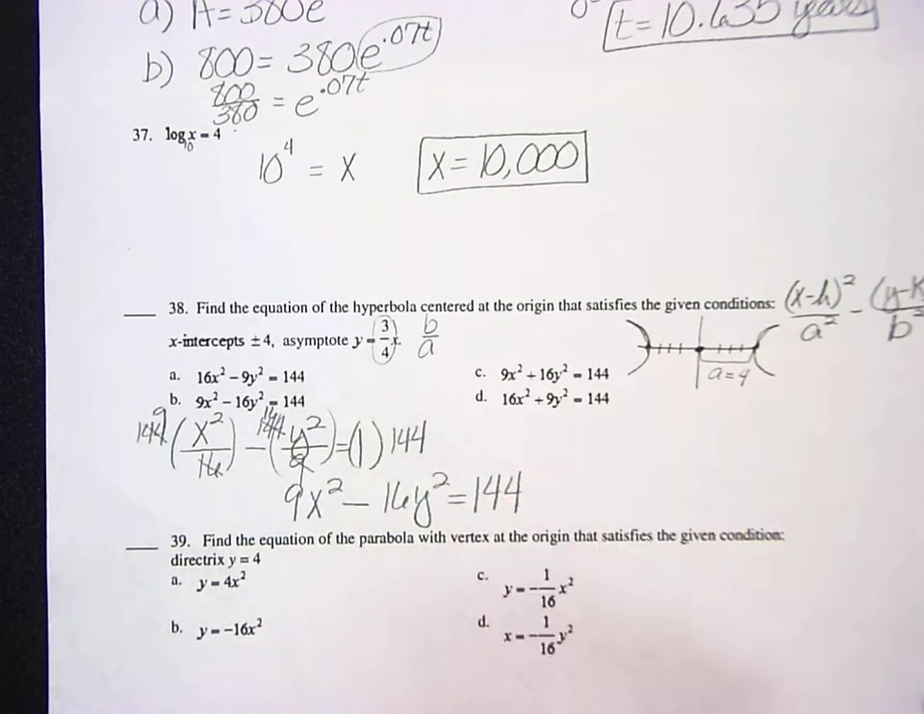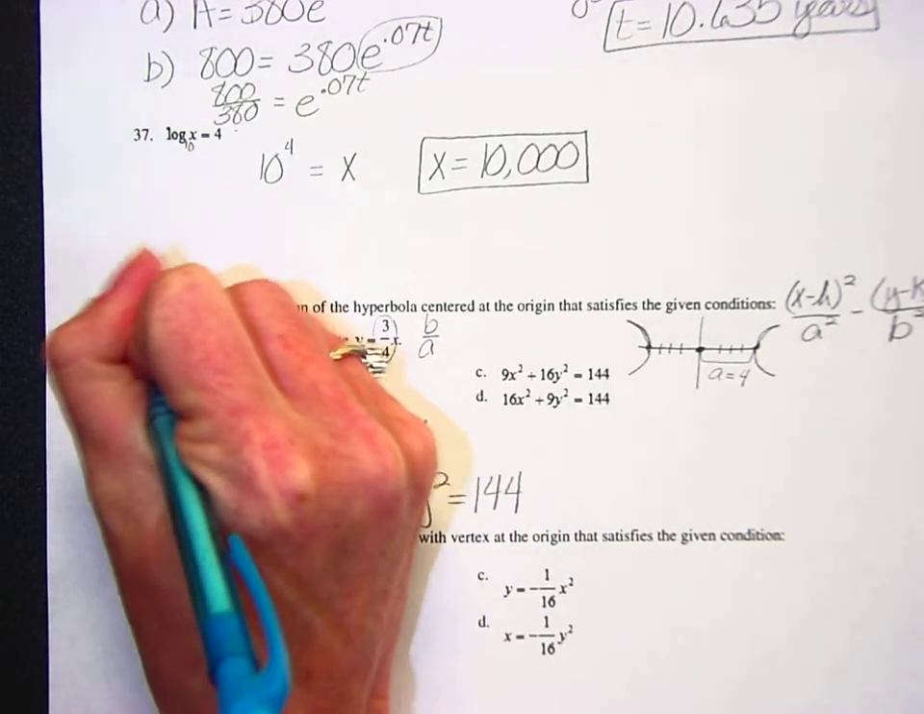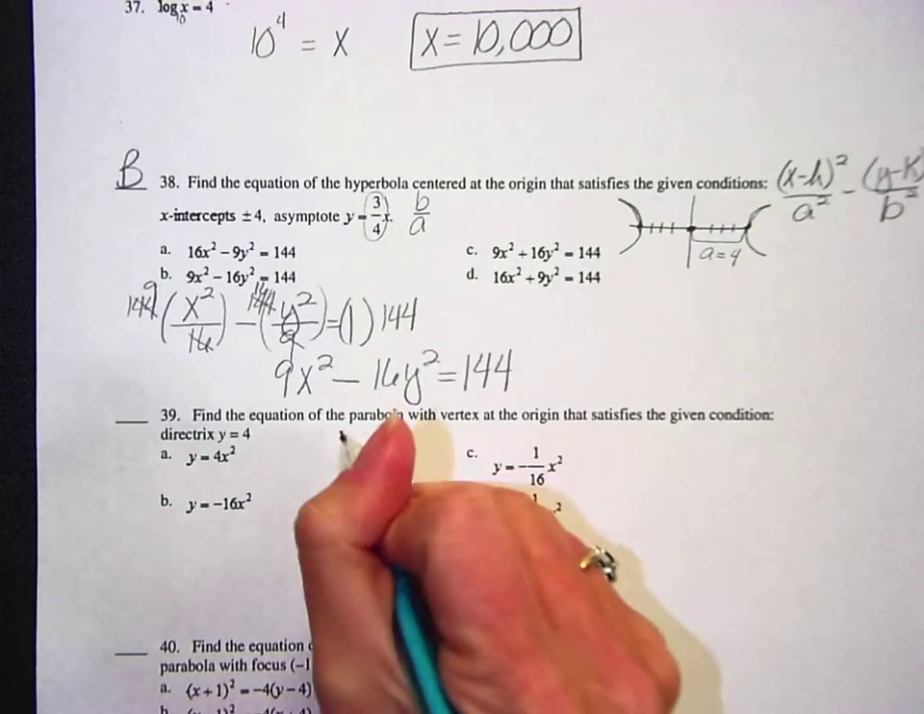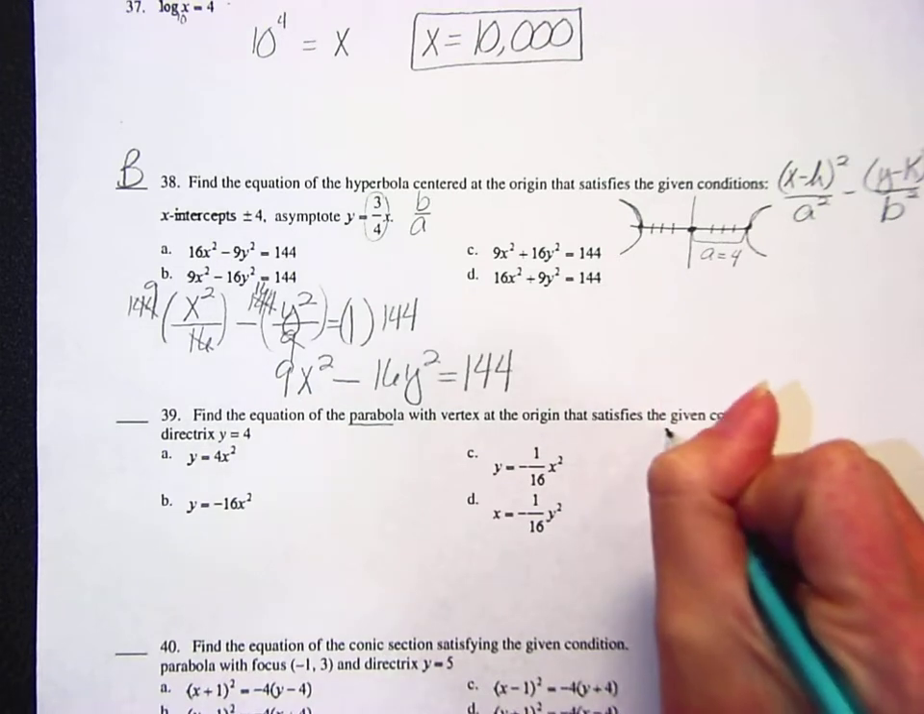So sometimes they'll have you change into that standard form. And let's see here, that's going to be answer choice B. All right, on 39, we're working with another conic section. This time we're working with a parabola. Let me draw a little picture of what we have.